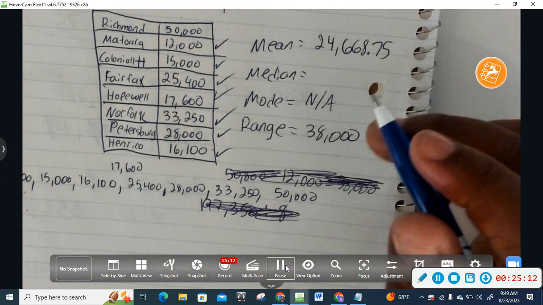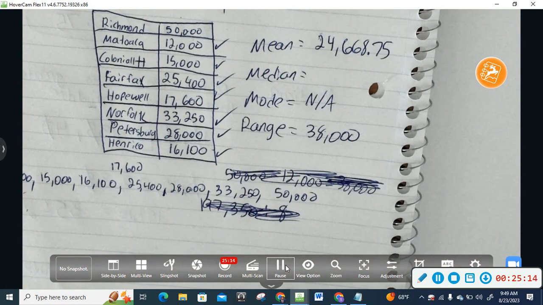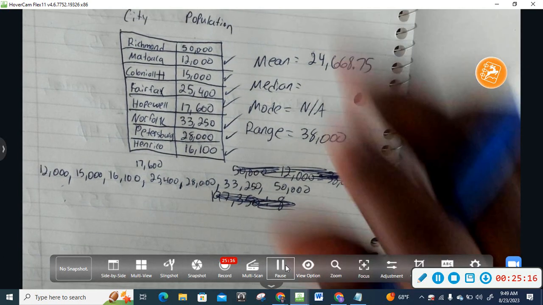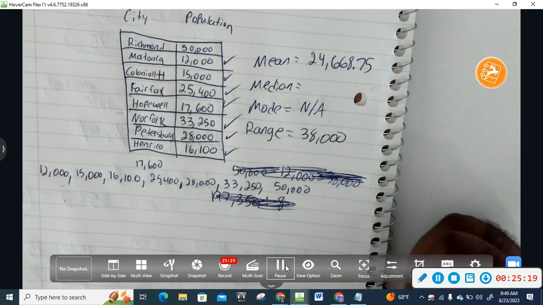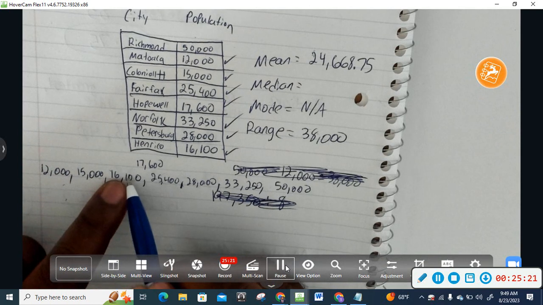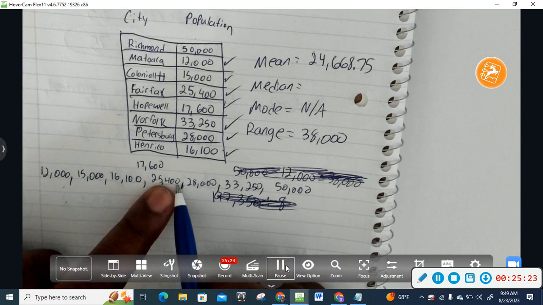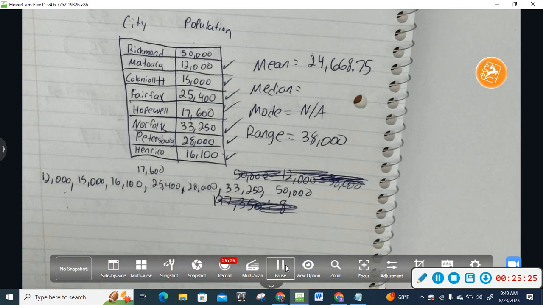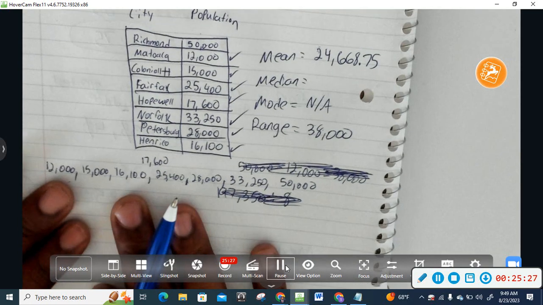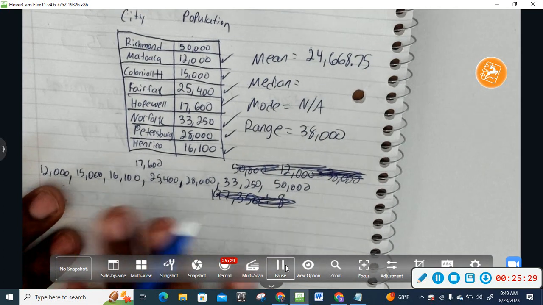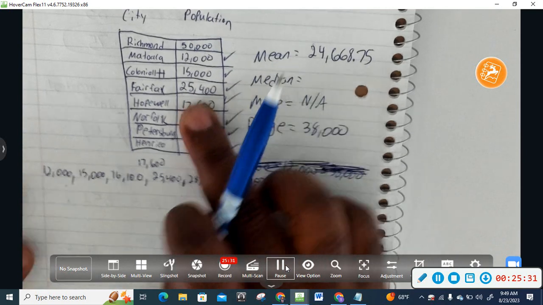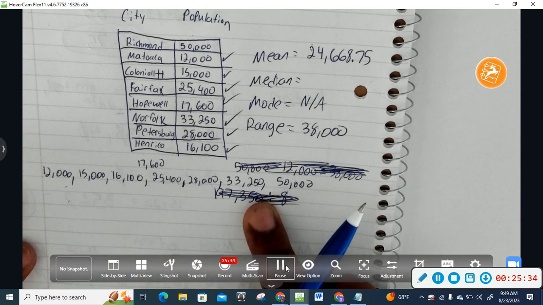Alright, so now I know when we did mean, I should have 8 numbers. So when I put these things in order from least to greatest, I better count my numbers and make sure I got 8. So 1, 2, 3, 4, 5, 6, 7, 8. If I don't got 8 numbers, something is missing here. So we gotta always make sure that if I got 8 numbers here, when I put these in order from least to greatest, I gotta have 8.